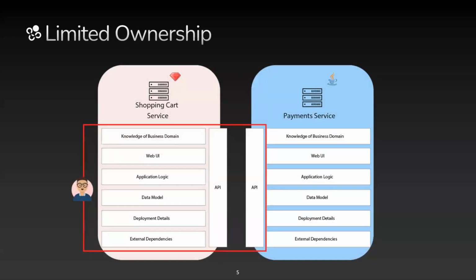The first one is limited ownership. Limited ownership means that each team of engineers only needs to know how their own services are implemented. If the shopping cart service needs to access the functionality of the payment service, the shopping cart team only needs to know how to use the payment service's API. Everything else about the payment service is abstracted away. Limiting the scope of the shopping cart team makes it easier for them to build new features quickly.